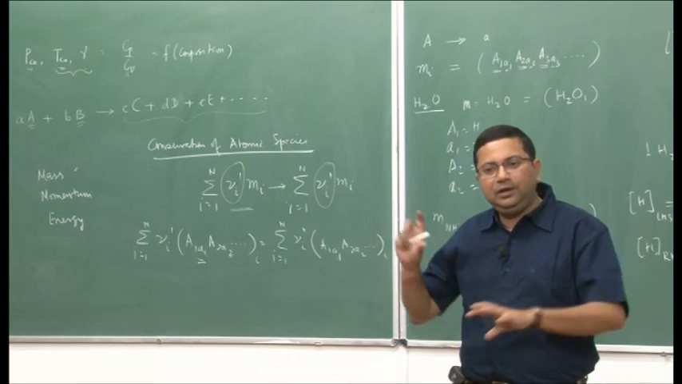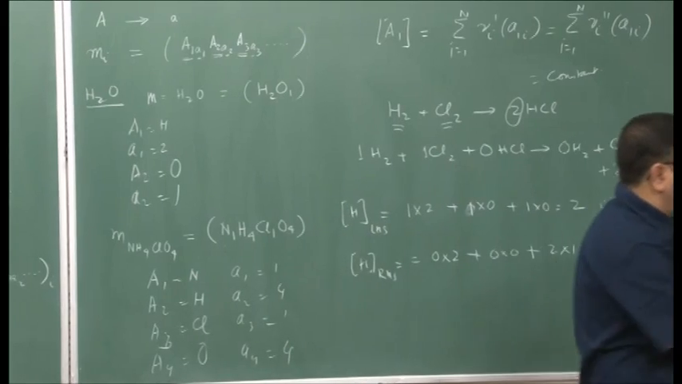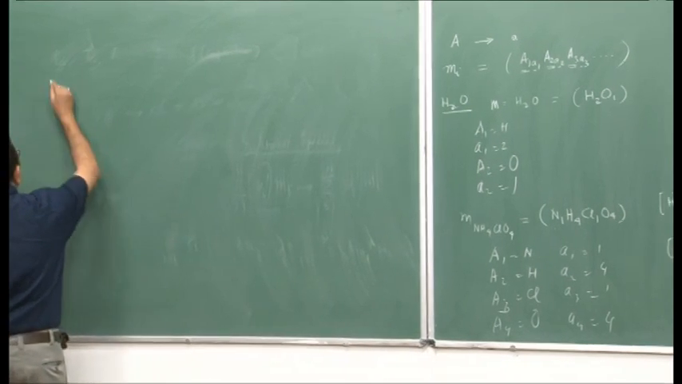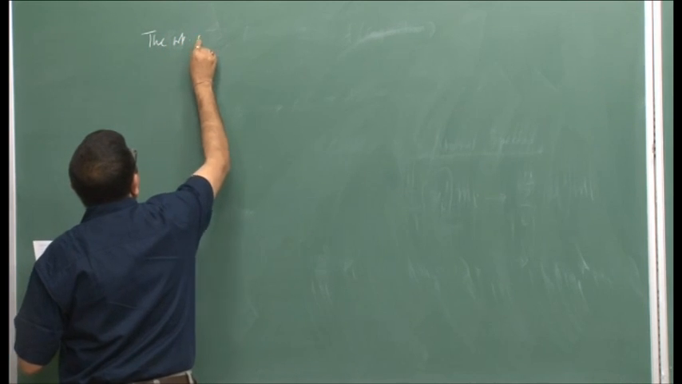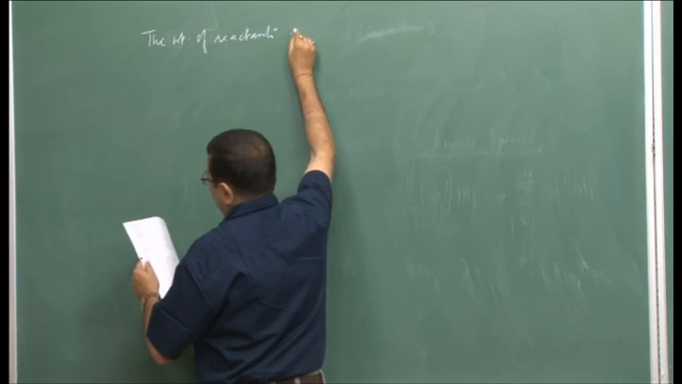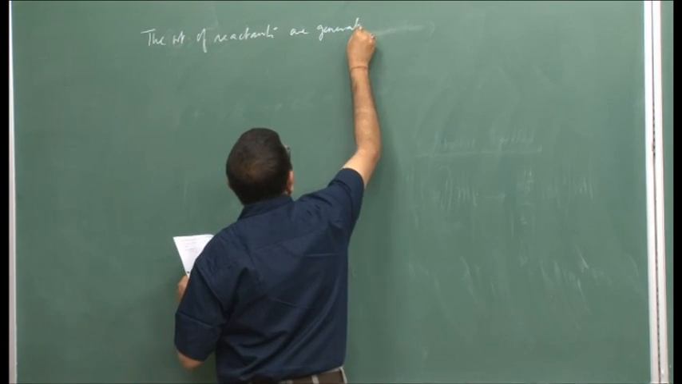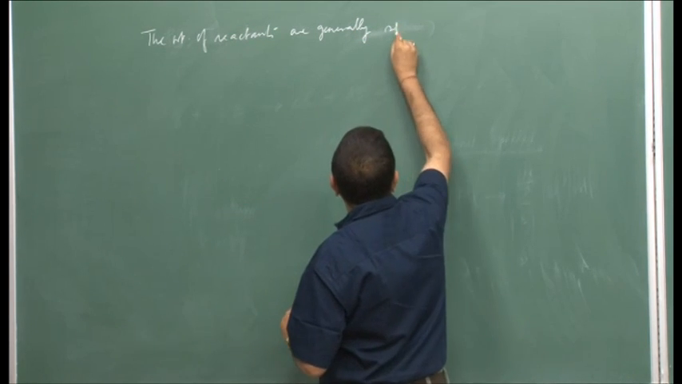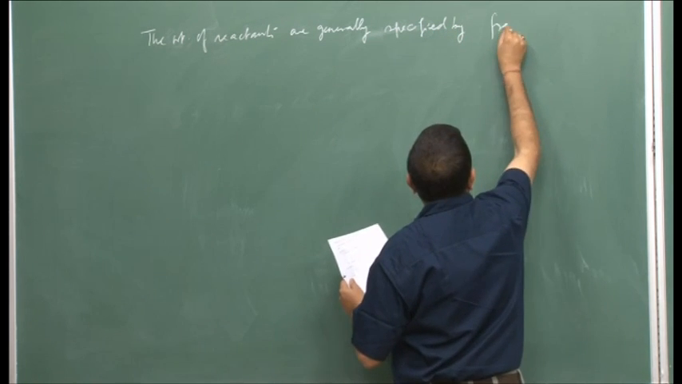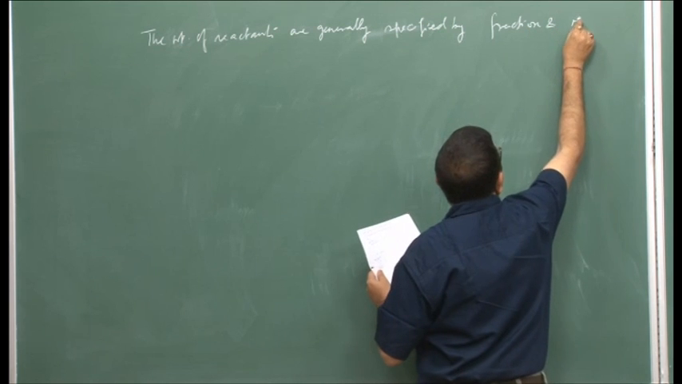So, amount of fuel and amount of oxidizer. So, there are various definitions which are used for this. So, I will first define those things and later on we can use either one of those for our future analysis. What we are interested in is the weight of the reactant, and the weight of reactants is generally specified by fractions and ratios.